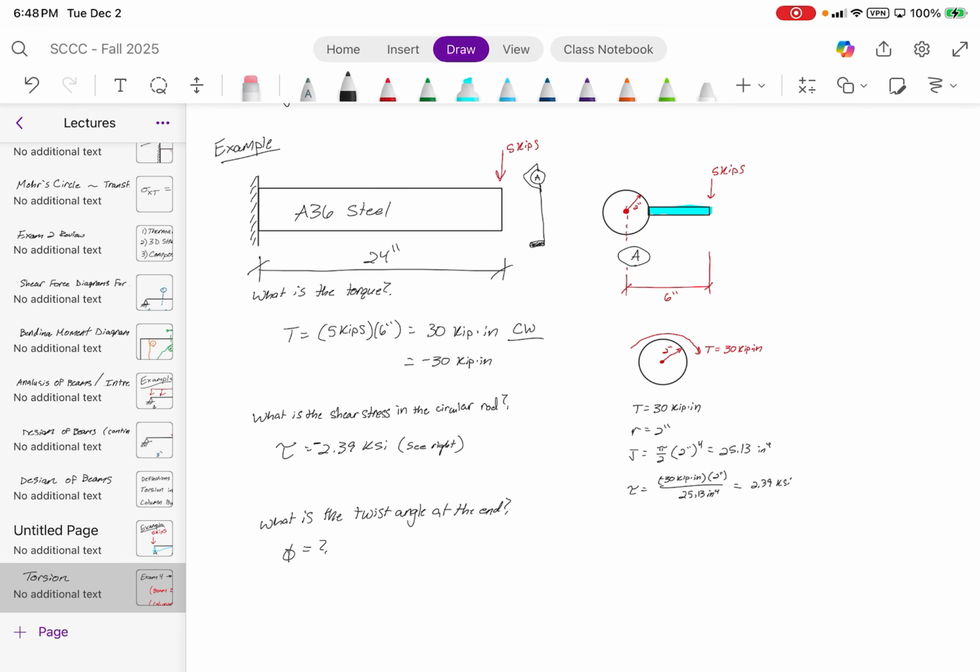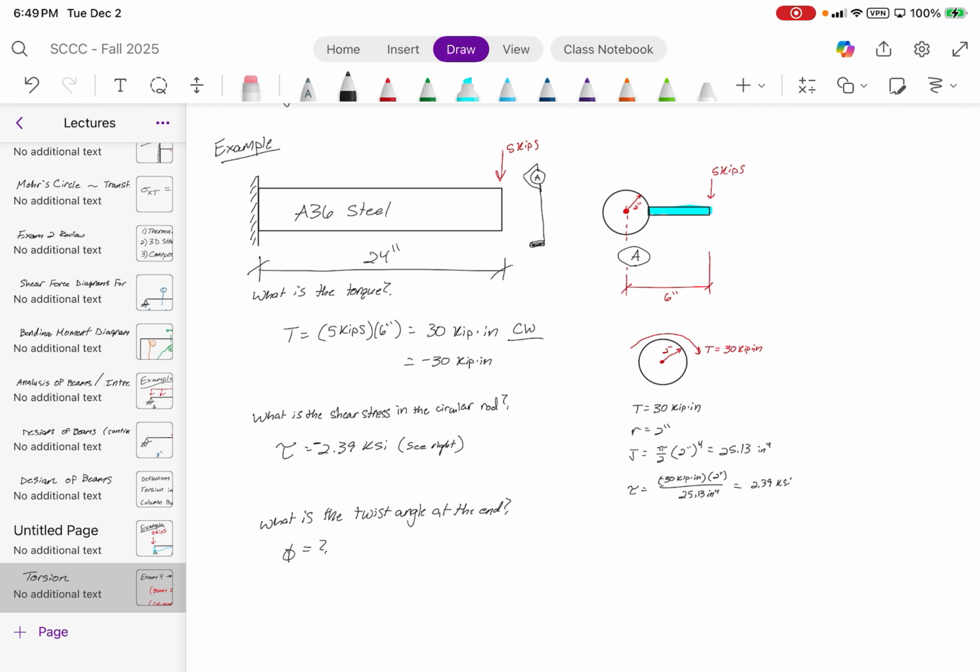You want to give it a shot? What'd you get? Okay. I used TL over GJ. Plugging in the 30 kip inches, the 24 inches, divided by the 1.2 and 25.13, I got 1,615.5. Is that correct? Radians?